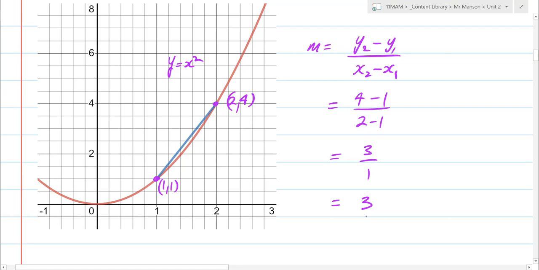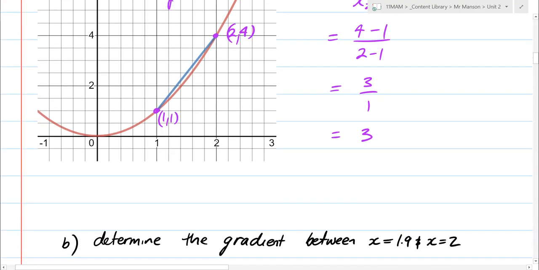It looks pretty steep. The scale's not perfect. You can see that I go along 1, I go up 2 in the same scale, so it's hard to visualise how it looks. But the gradient's definitely 3. Any questions on that?